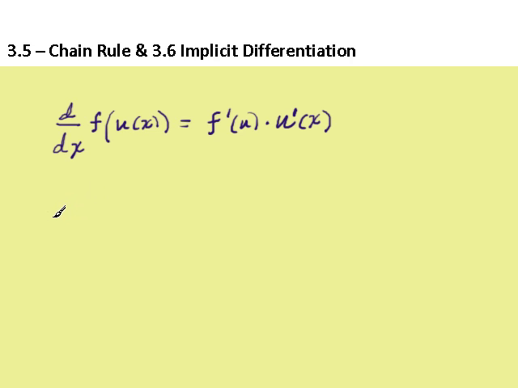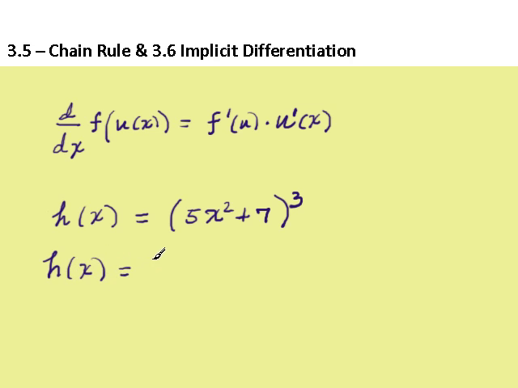Let's suppose that h of x is just a simple function, 5x squared plus 7, cubed. So we'll write h of x as a composite function, f of u of x. And in this case, f is the outer function, f of u is equal to u cubed, just the cubing function, parentheses cubed. And here's the inner function, 5x squared plus 7, so that would be u of x.